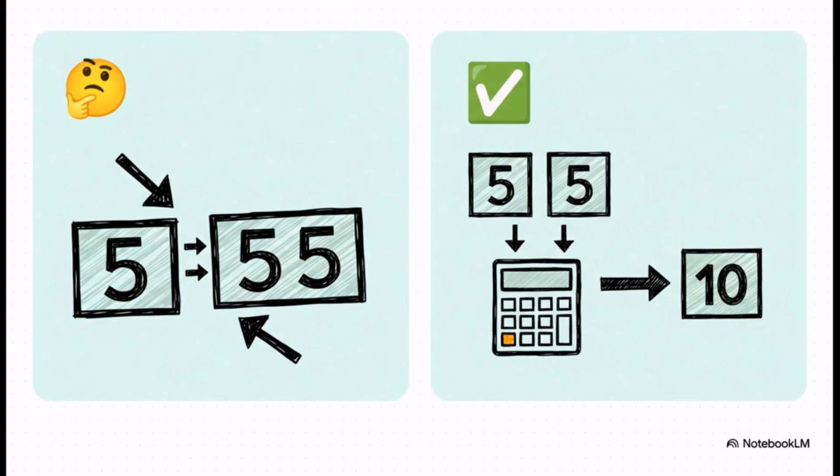Okay, here's the secret. Python's input function, by default, doesn't see numbers. It sees text. To a computer, the character 5 is just a shape, not a value. Programmers call this a string. So when you tell Python to add the string 5 to the string 5, it doesn't do math. It just glues them together. That's called concatenation. What we need is to make Python see them as actual numbers.